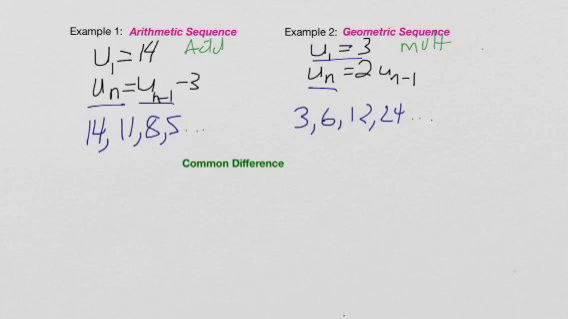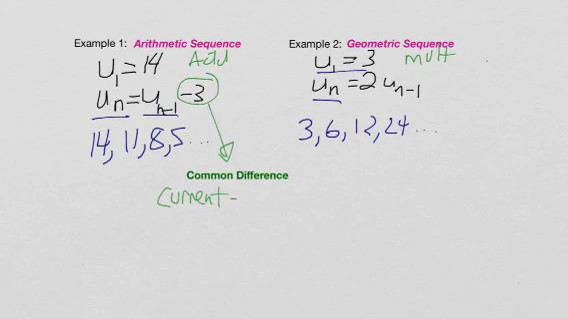When we talk about an arithmetic sequence, we talk about something we call the common difference. In this case, my common difference is -3. It's the number that we're adding each time. We call it a difference because we get this by subtraction. To find the common difference, we take our current number and we subtract our previous.